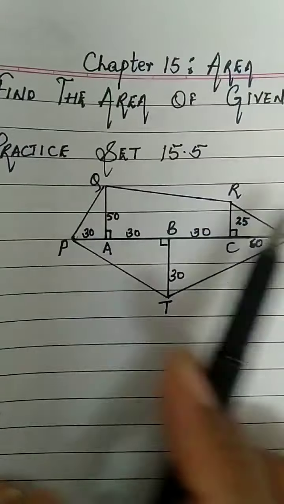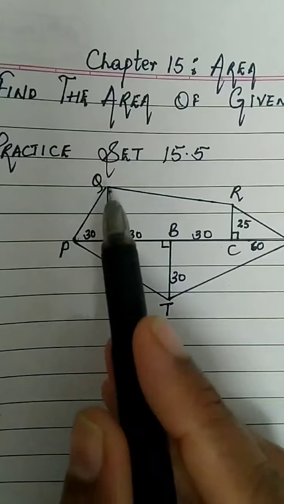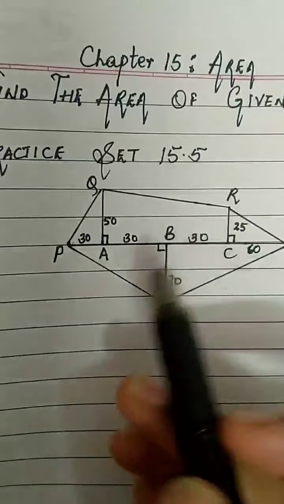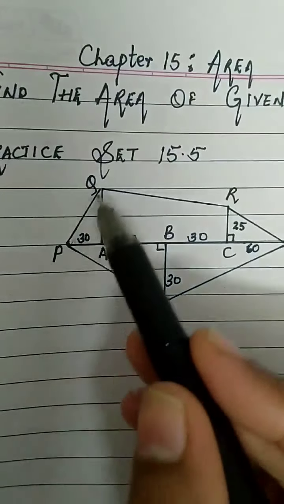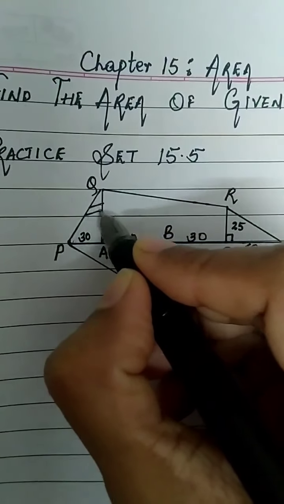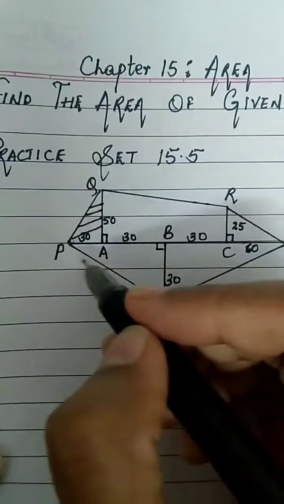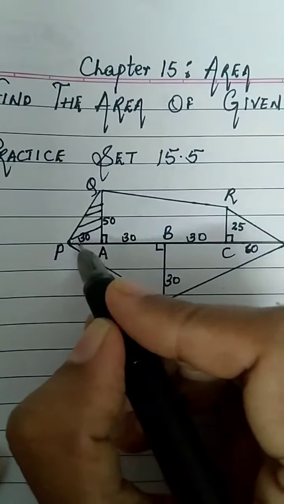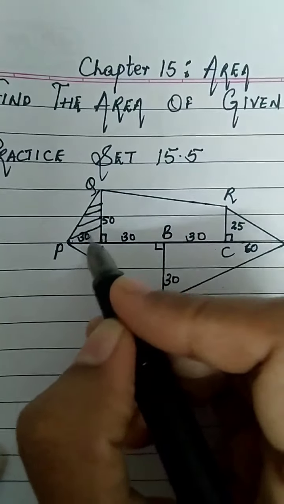Okay, so as you can see in this plot, we have one triangle. This is triangle QAP. We can apply the formula here, so we will get the area of this triangle QAP. I'll shade this area. Which formula are we going to apply here? We can see the height and the base. Base is 30, height is 50. So half into base into height will give us this area.